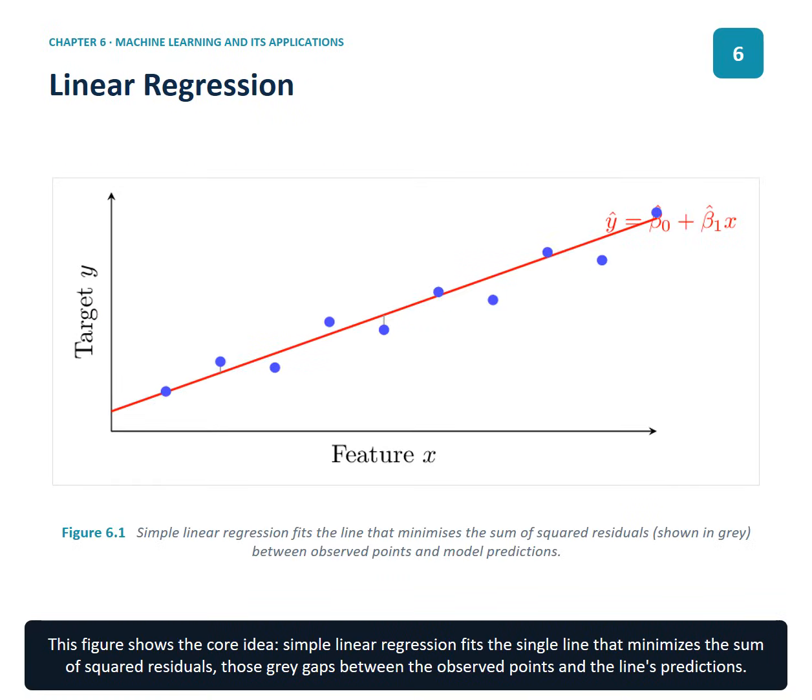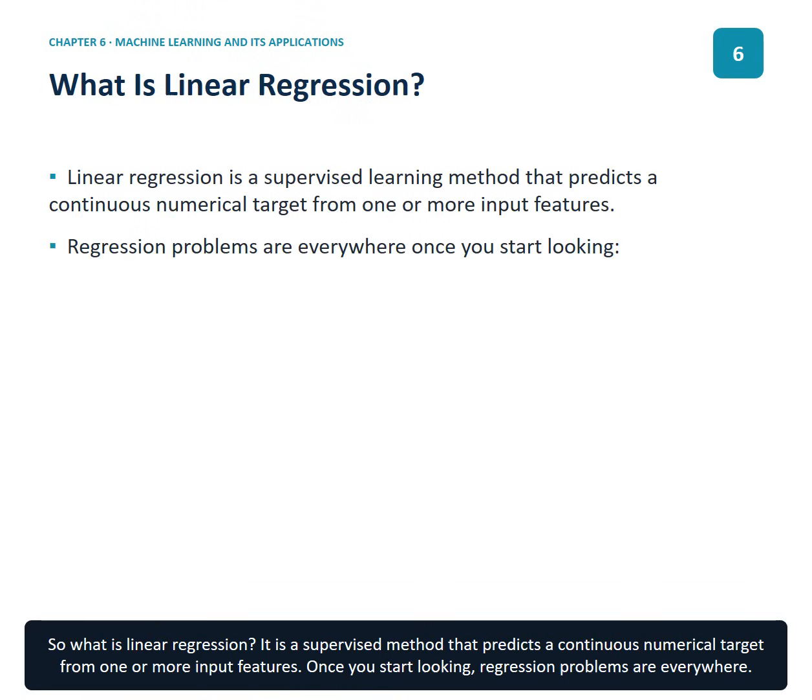This figure shows the core idea. Simple linear regression fits the single line that minimizes the sum of squared residuals, those gray gaps between the observed points and the line's predictions. So, what is linear regression? It is a supervised method that predicts a continuous numerical target from one or more input features.